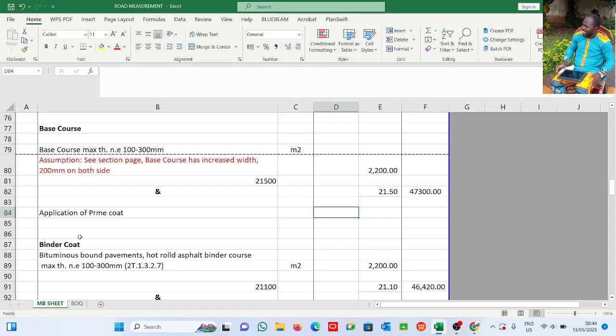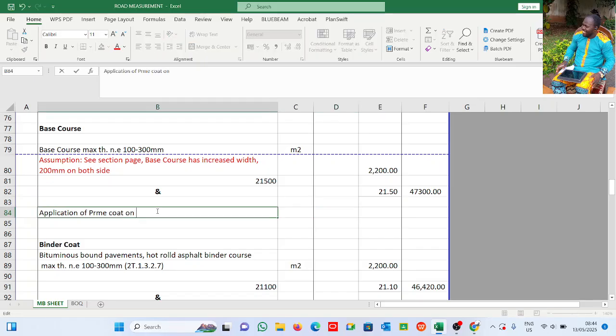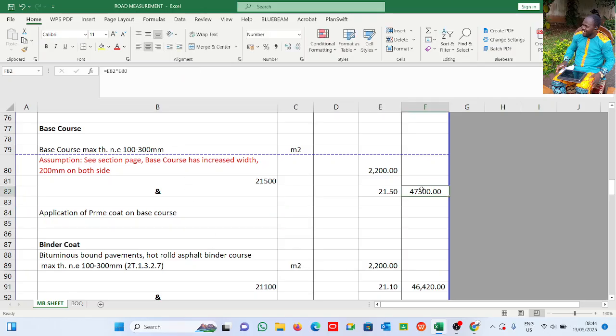Right? Now, application of prime coat and application of prime coat on base course. You see, I merged two of them together. This is it here. Instead of me trying to repeat this measurement for application of base course, I just put them together with "and".